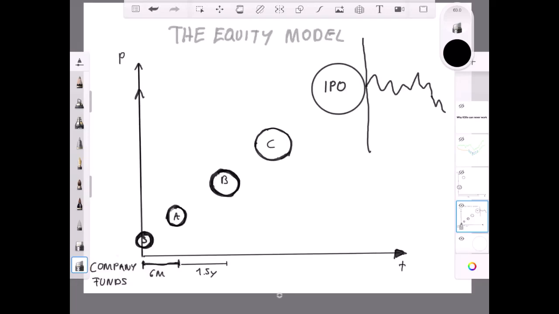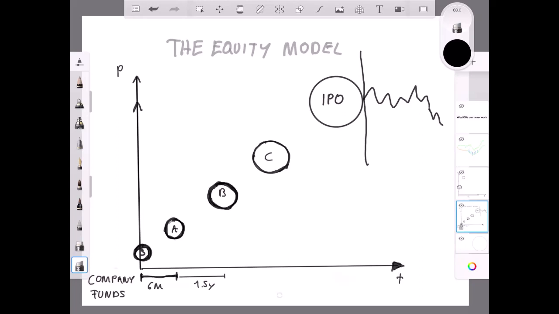Before I get into the ICO, I'm going to start by explaining the equity model. The equity model is pretty simple. You usually start with a seed round, friends and family. Then you do a round A at a slightly higher valuation. Then you follow up with a round B at an even higher valuation, and you grow your valuation with time. You end up with an IPO, and then the company goes trading. So there is a pre-IPO phase and a post-IPO phase. Let's start with the pre-IPO phase.